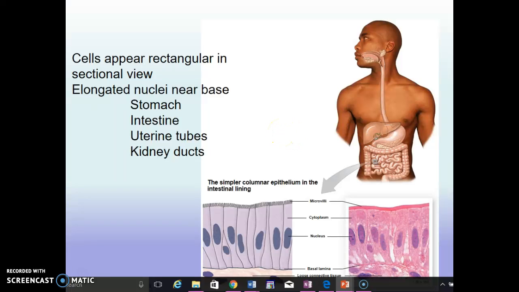Simple columnar look like long, tall cells. Most of the nuclei are at about the same level. We find these simple columnar, a single layer of column-shaped cells, in the stomach, the intestines, the uterine tubes, also called the fallopian tubes or oviducts, and in the kidney ducts.